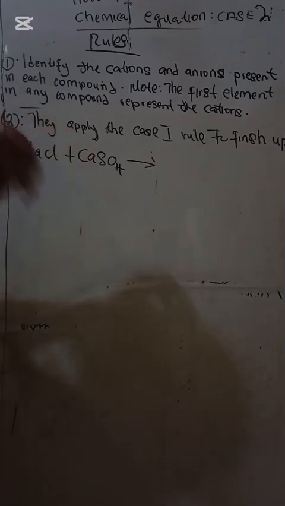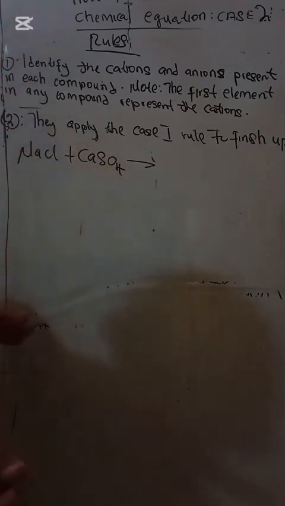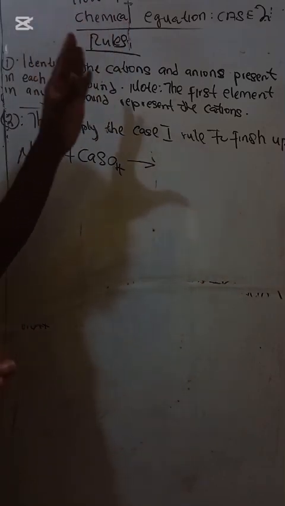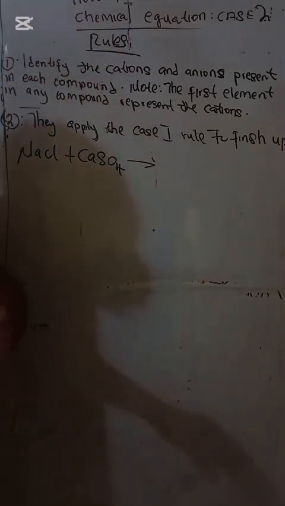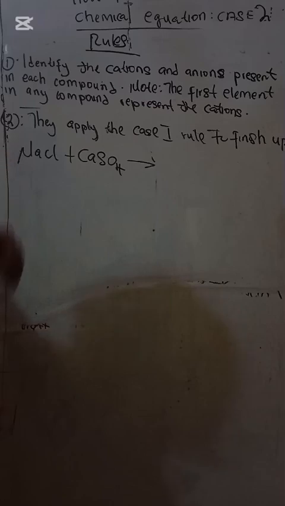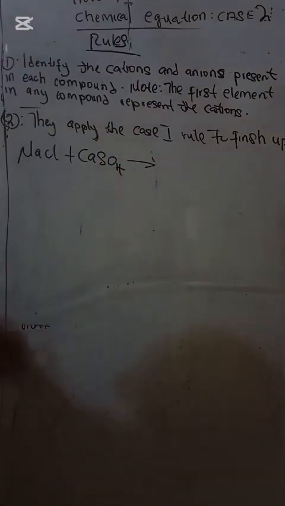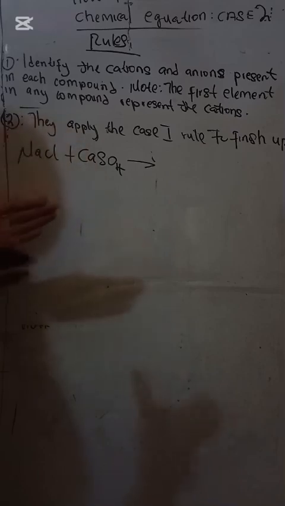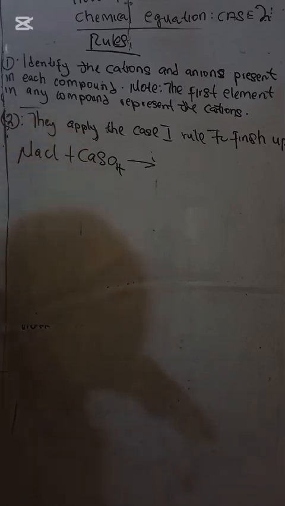Over here, this is how to write the product of a chemical equation, case 2. Please remember, if you have not watched case 1, I will advise you to kindly look for "How to write the product of a chemical equation, case 1", because for you to understand this case 2, you must first of all understand case 1. Alright, let's quickly look at our case 2.